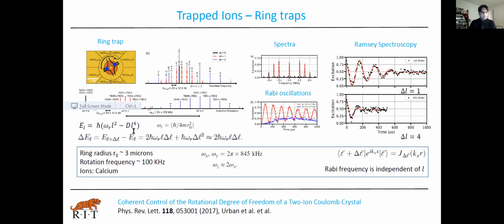It's a small correction, which is non-negligible, but I'm just trying to use this expression now to basically tell you why there are 3 clumps. Okay, so this constant is the intrinsic rotation parameter of the 2-ion crystal in terms of the mass of each ion, and R0 is the radius of the crystal, which is about 3 microns.